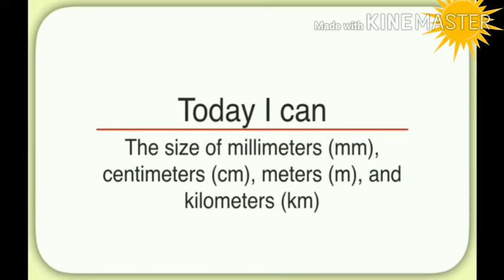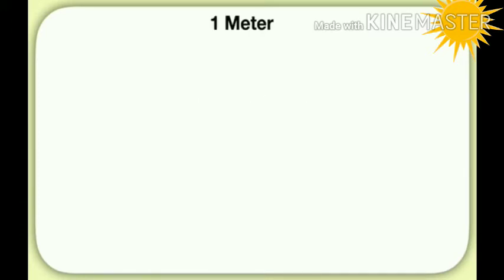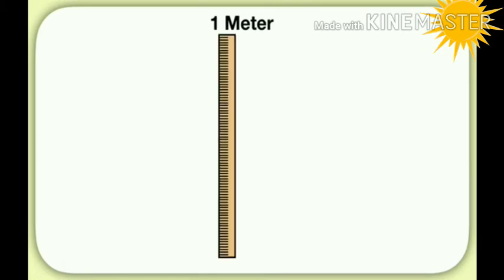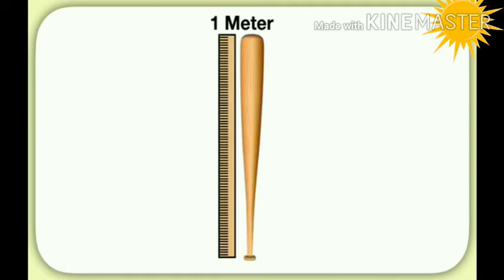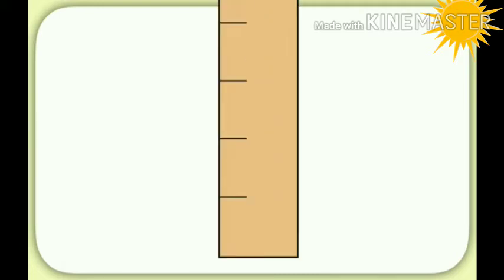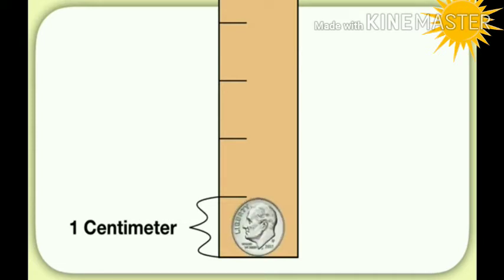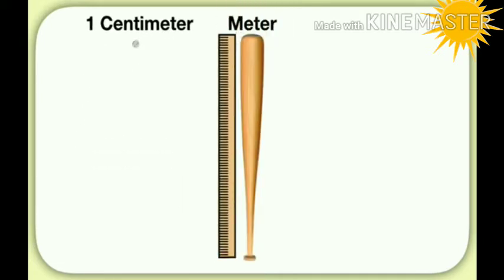Let's start by looking at 1 meter. This is often measured with something called a meter stick, which is about the length of a baseball bat. Now, if we were to zoom in on a meter stick, we see all of these little dashes. Each one of those little dashes represents 1 centimeter. It's about the size of 1 US dime. So now we have both meters and centimeters.